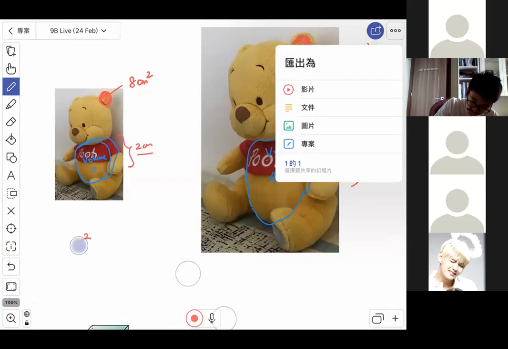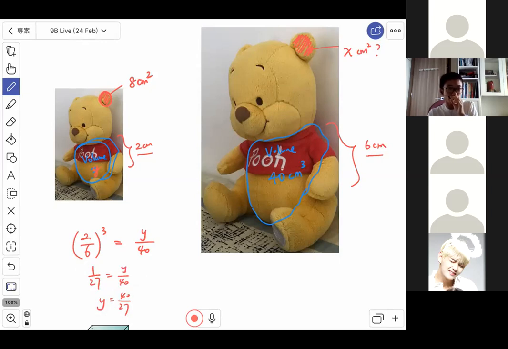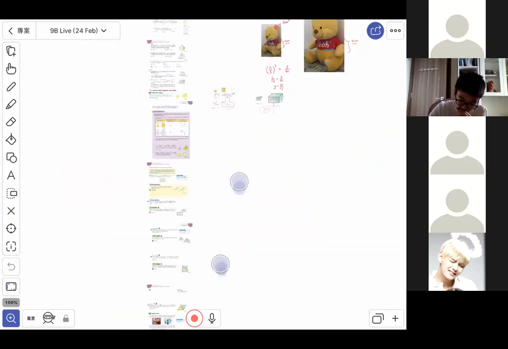Okay, on the screen, the answer is just like 2 over 6, and then x, maybe I use y here, then y over 40. Then you have to match the dimensions as well. So we have area ratio, and the volume ratio is the cube of the length ratio. Then you have 1 over 27 equals y over 40, so y equals 40 over 27. This is all the steps that you need to do. Up to here, I think you can manage to do quite a number of questions.